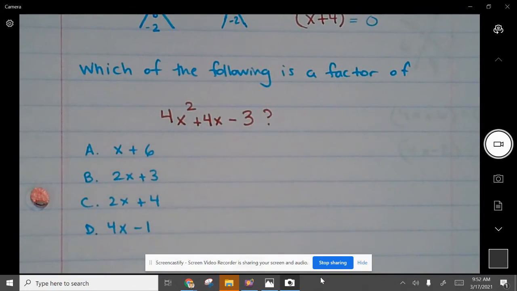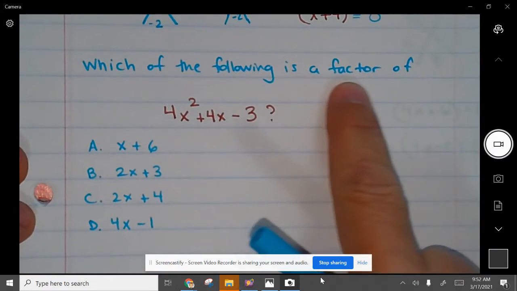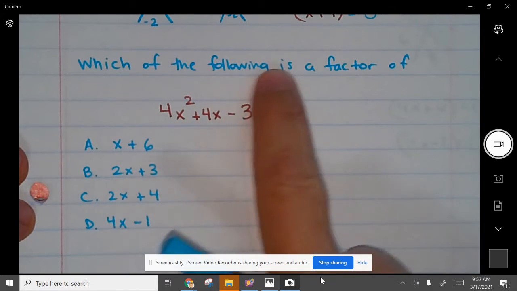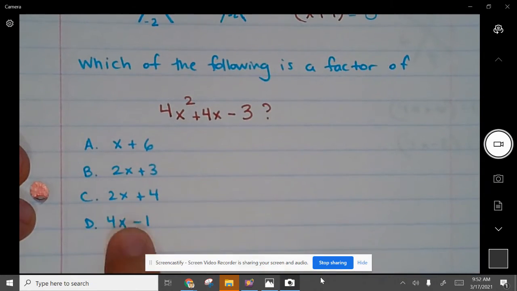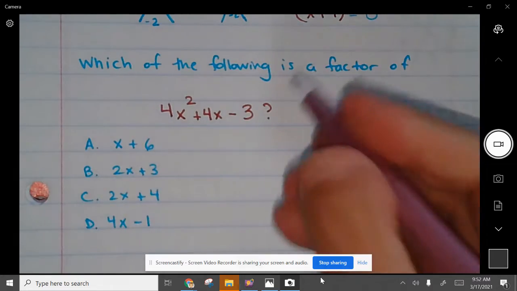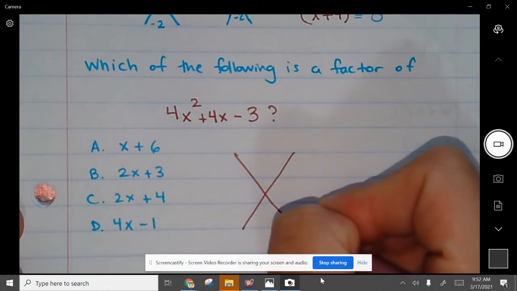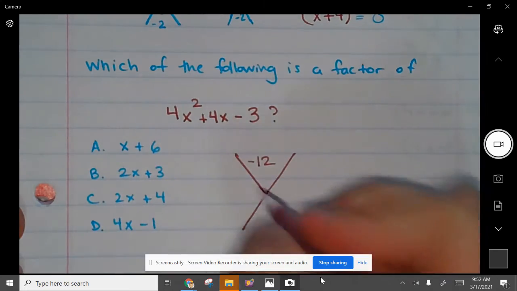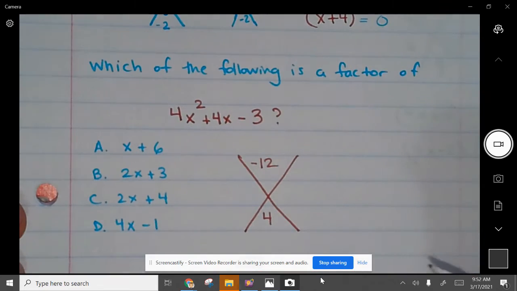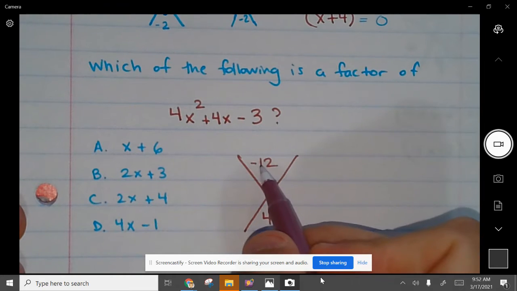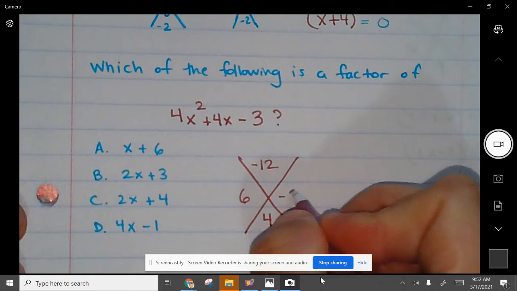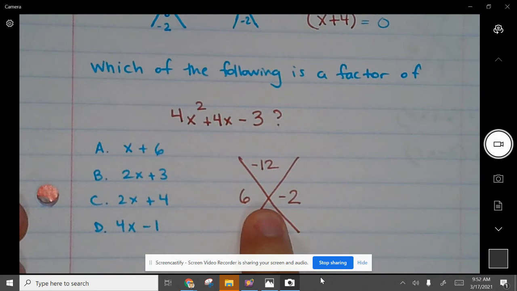Look at the next question. Which of the following is a factor of 4x squared plus 4x minus 3? Which of the following is a factor? So one of these is a factor. All right, so what are we going to do? A times C on the top, 4 times negative 3. B on the bottom. What times what equals negative 12 and then adds up to 4? 6, negative 2. Does that work? Yep.